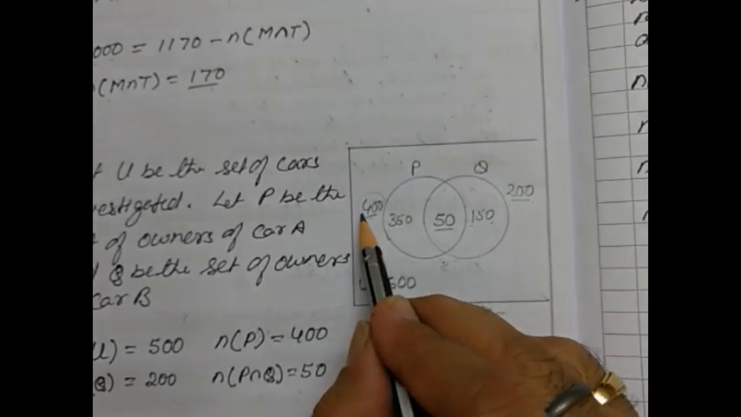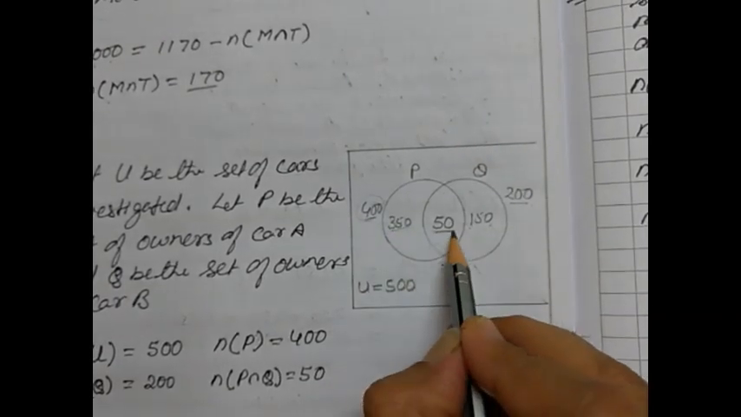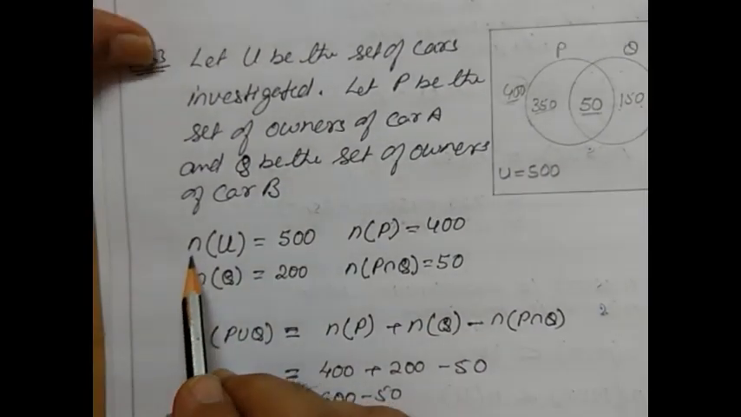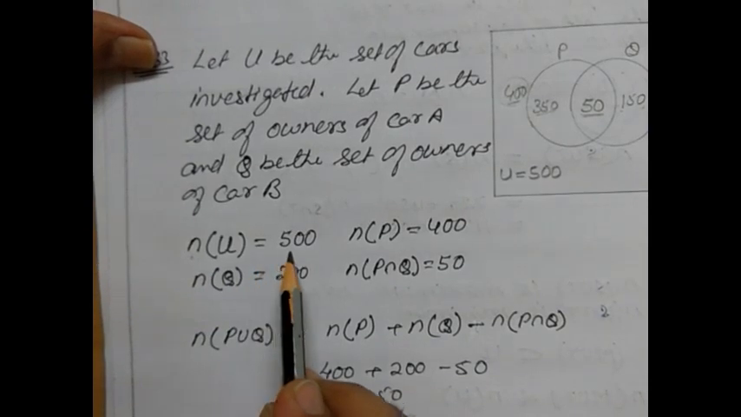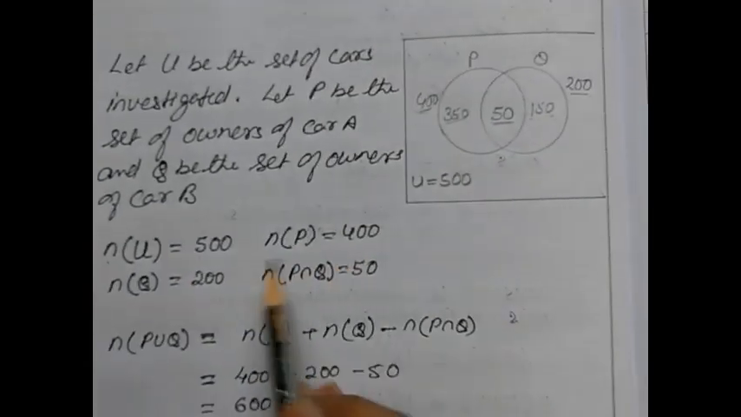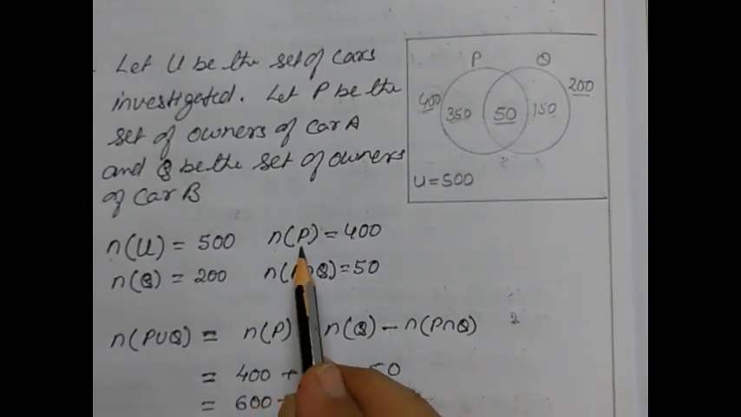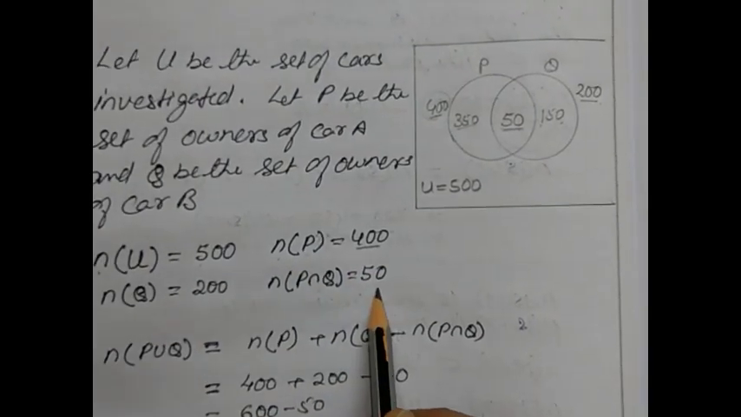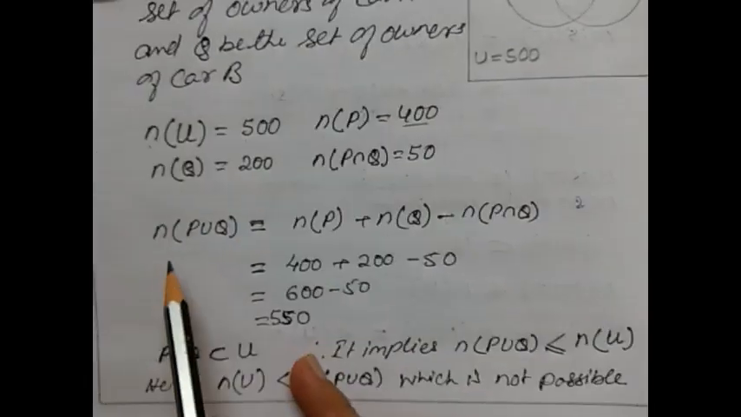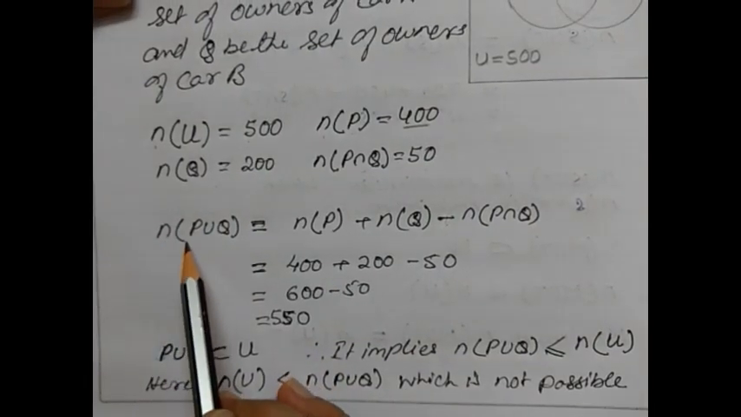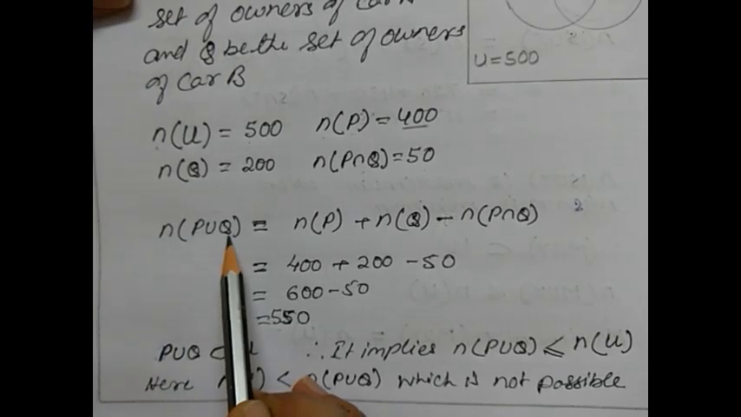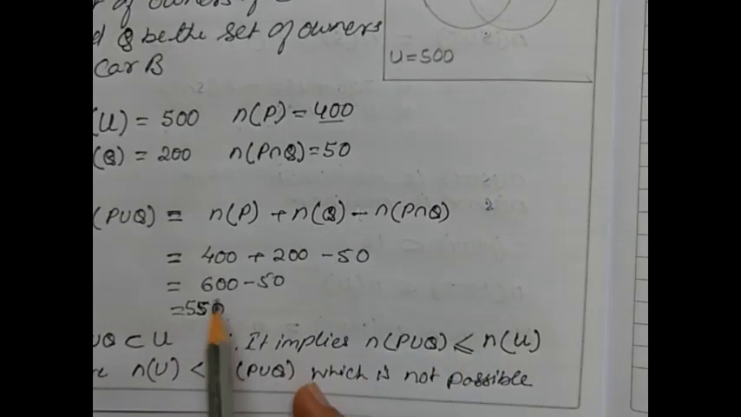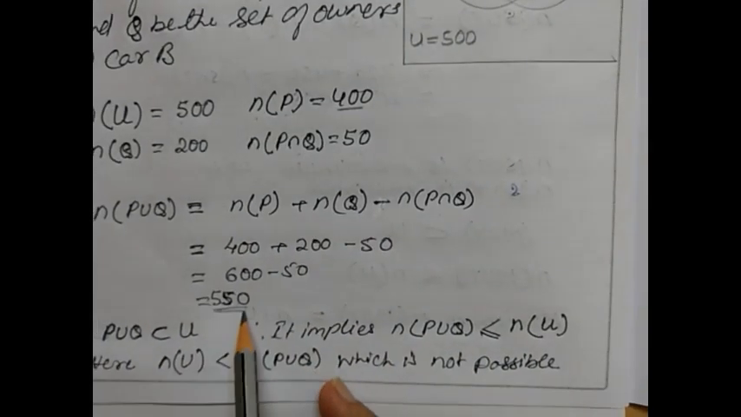Okay, so 400 will be the sum of these two. So here we write the universal set, that is the total number of cars which were investigated, that was 500. Car A is owned by the set of people P, that is 400, and this is how we represent it. And we know with the formula that the cardinal, or the number of people who own car A or B, will be represented this way. So we are getting 550 here.